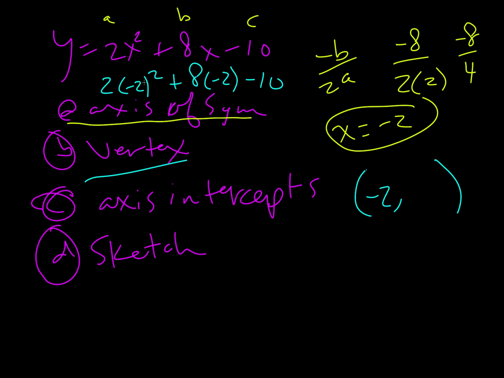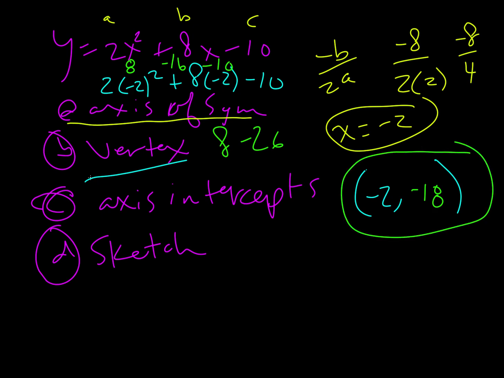And so negative 2 squared would be 4. 4 times 2 would be 8. 8 times negative 2 would be negative 16. And then we still have this negative 10. Combine these two, we get negative 26. And then we still have our 8. And then if we add 8 to that, we're going to get negative 18. Okay, so this is our vertex.